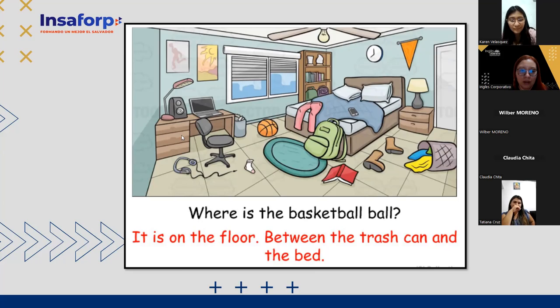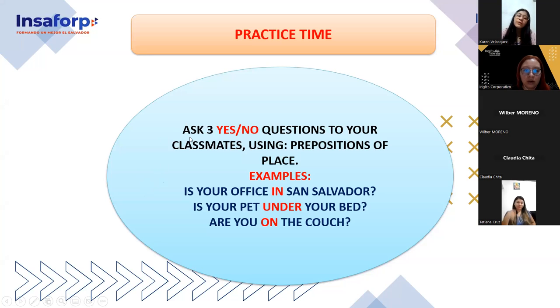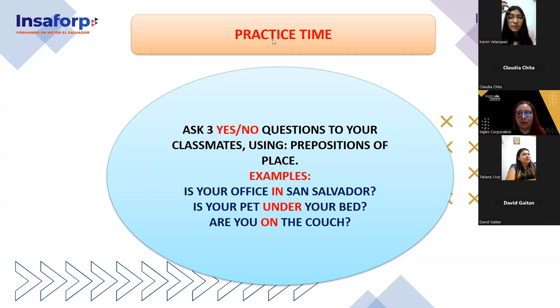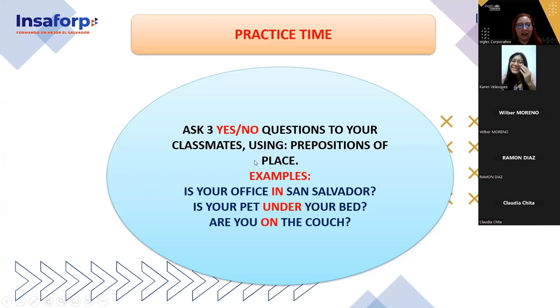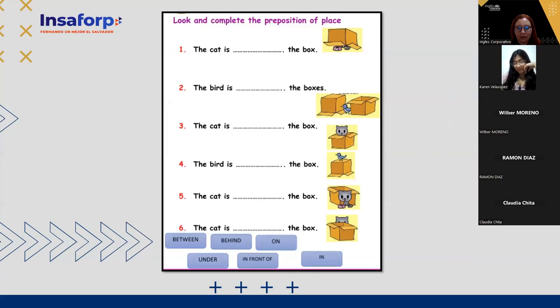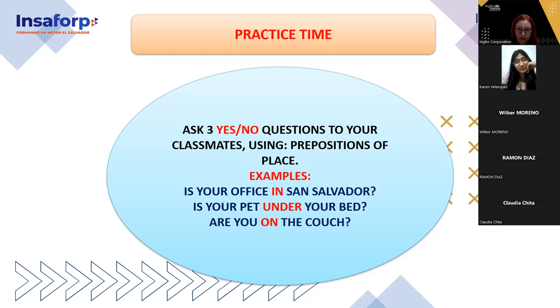Okay. So, in order to continue practicing, you're going to ask three questions, right? Dígame, levantaron la mano. Karen, do you have a question? Se me quedó la mano ahí, perdón. Okay, no worries. All right, so we have to ask three yes or no questions using prepositions of place. Van a escoger cualquiera de las preposiciones de lugar que tenemos hasta acá y van a hacer tres preguntas de sí o no, yes or no questions, okay? A sus compañeros se las van a contestar entre ustedes nuevamente.